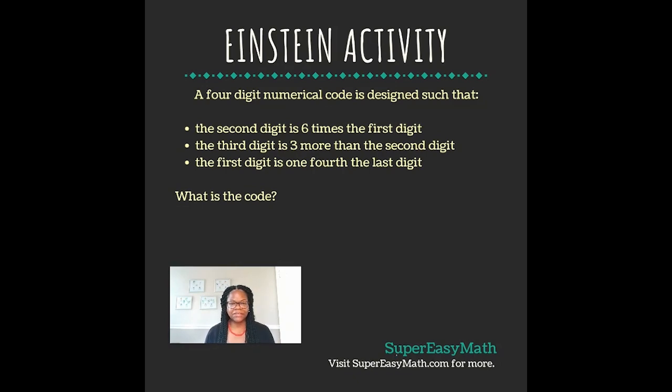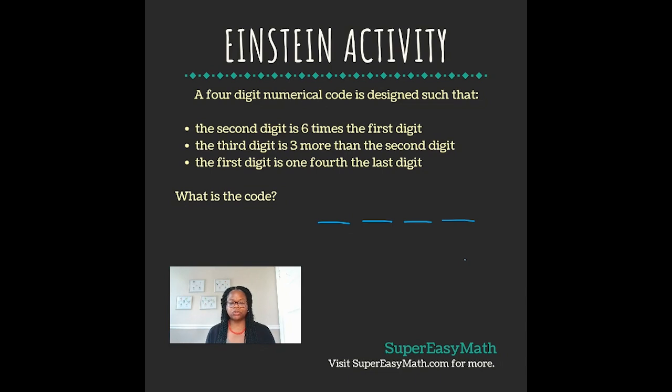Today's Einstein activity says a 4-digit numerical code is designed such that the second digit is 6 times the first digit, the third digit is 3 more than the second digit, the first digit is 1/4 of the last digit. What is the code? So how about I write out 4 spaces so that I can clarify my 4 numbers.